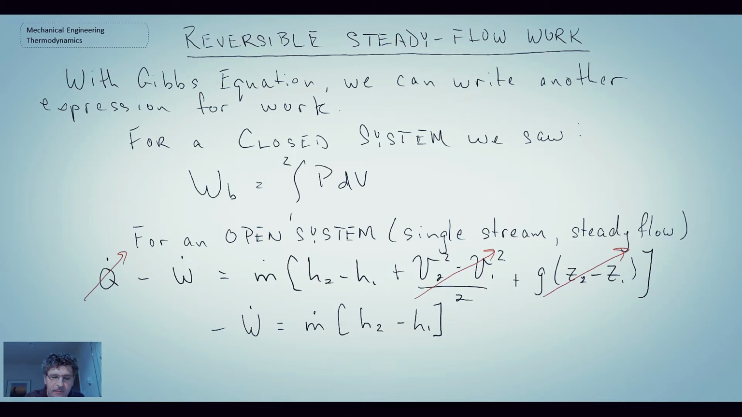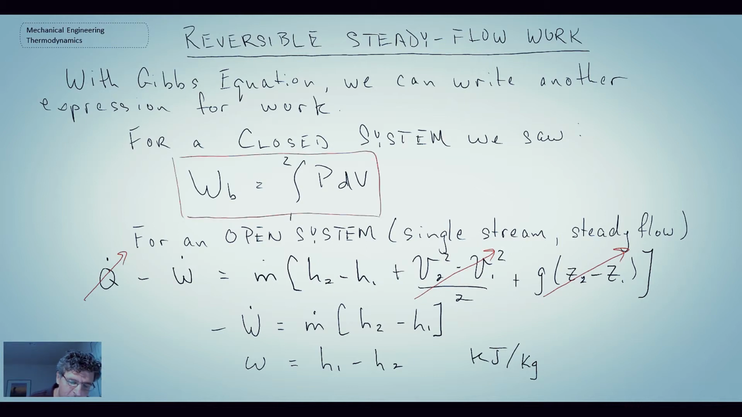If we divide both sides by the mass flow rate, we then get the small w term for work, and that would be in kilojoules per kilogram. Taking the minus sign over to the right-hand side, we get h1 minus h2. So those are two different forms of equations for work. One for a closed system where we have a moving boundary, and the other for an open system.